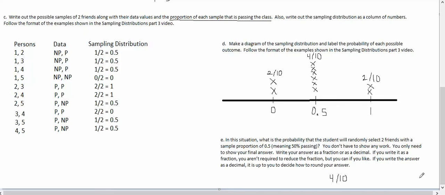Parts F and G are just other versions of part E, other versions of the same type of question. So I'm actually going to skip over those and move on to the next part of the problem.